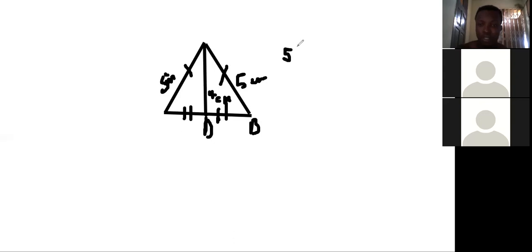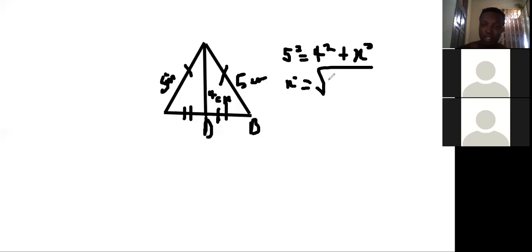This will be 5 squared. And you know the formula for finding that, I don't have to quote it. So this will be 5 squared because this is the longest side. It's equal to 4 squared plus, that is DB, so let's name it x. So x squared is equal to, or x is equal to root of 5 squared minus 4 squared.